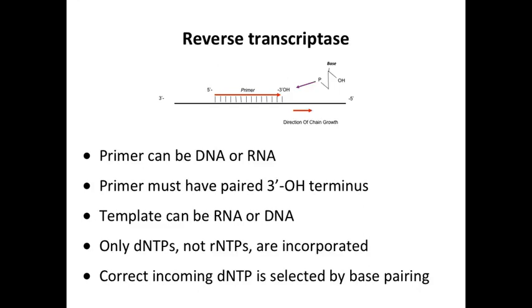of reverse transcription. Only deoxy NTPs are incorporated, not ribo NTPs, so it makes DNA. No matter what you give it, as a primer or template, it makes DNA. And of course, the right deoxy NTP is selected by base pairing with the template. So this is standard nucleic acid synthesis that we've already talked about here, with the exception, of course, that we're making DNA from an RNA template.